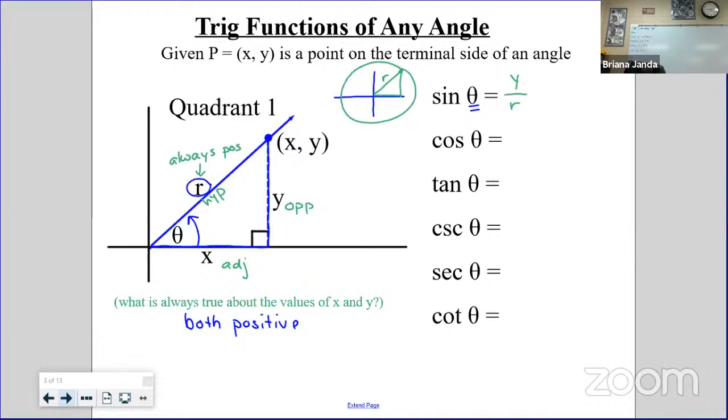Our cosine would be whatever our x value is over our hypotenuse. And our tangent would be our opposite over adjacent, which is the y value of our point over the x value of our point.